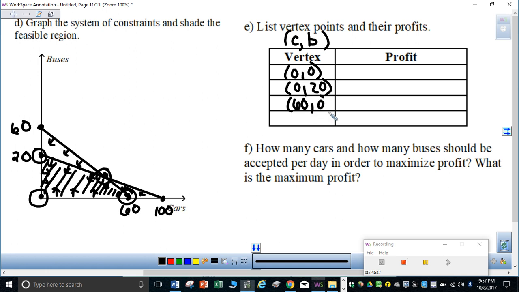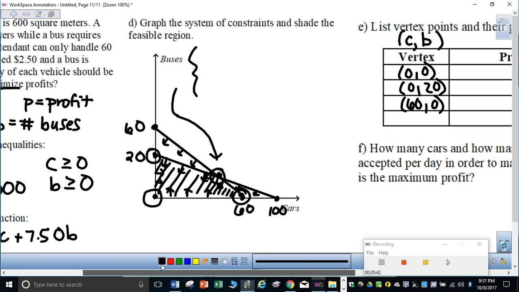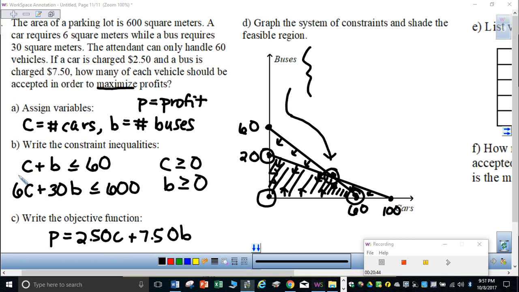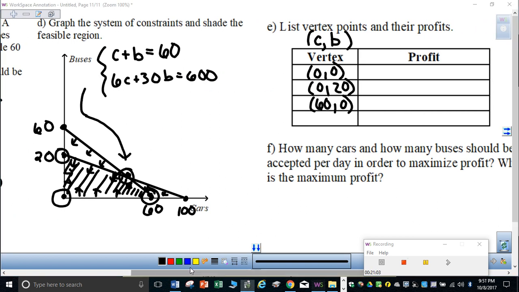And the last one is the one that we have to solve for. So we have to solve the system of equations that created that intersection point, and that system is based on the constraint inequalities over here. But we're going to turn these into equations because it's really the system of equations of the boundary lines before we did the shading. You can solve that system using substitution or elimination. I'm going to do elimination. I'm going to multiply everything in the top equation by -6.